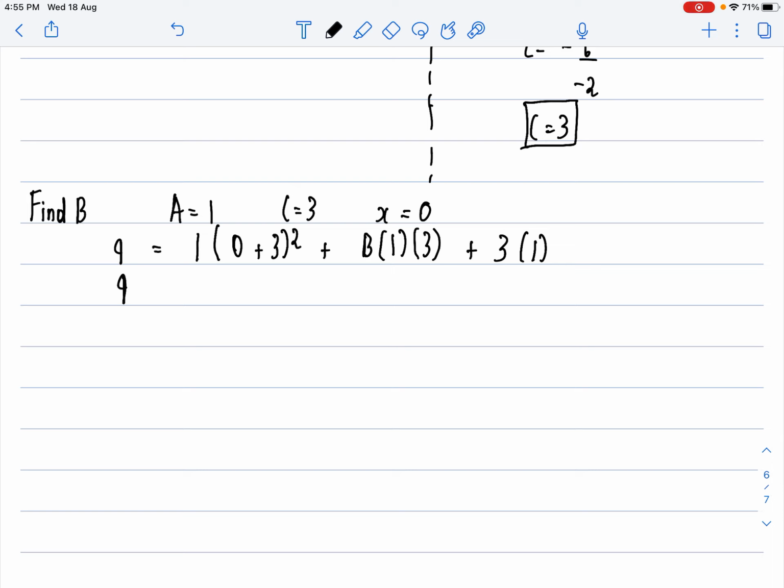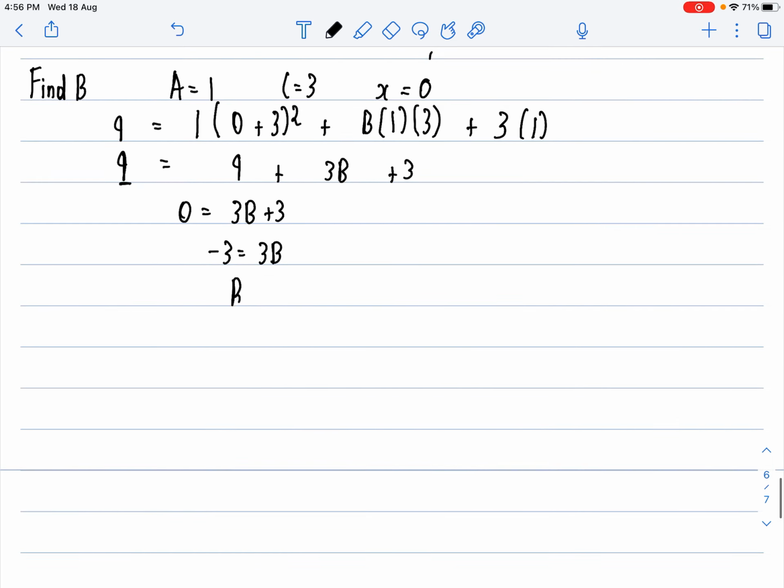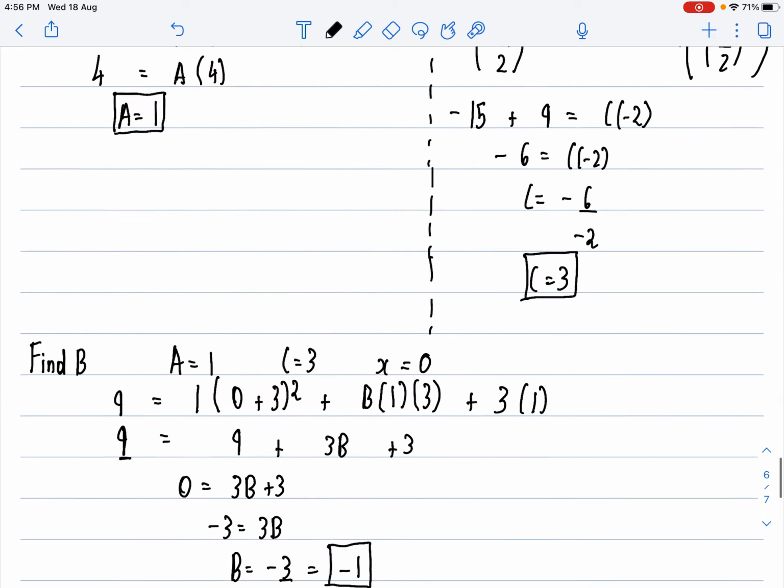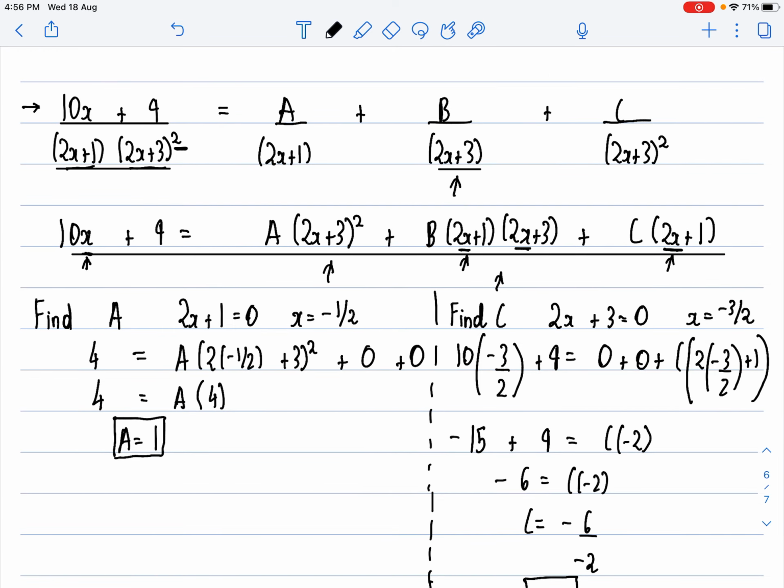So I get 9 equals to 3 the whole square, which is 9, plus 3b plus 3. Obviously the 9 and 9 get cancelled, so I get 0 equals to 3b plus 3. So I get minus 3 equals to 3b, correct? So I get my b as minus 3 over 3, which gives me my b as minus 1. Correct? So now I just substitute the values of a, b and c into this form.